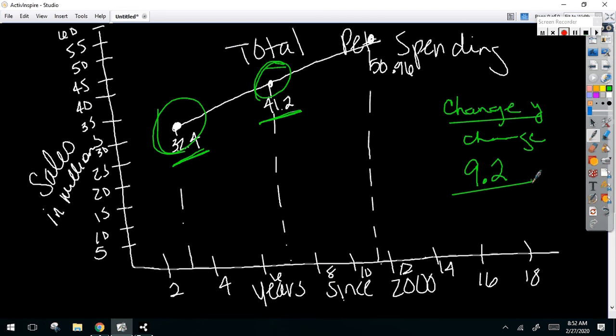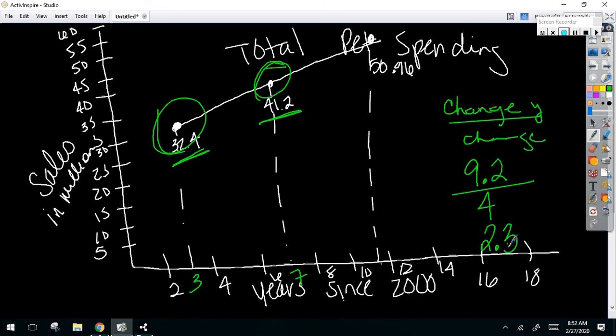Okay. How does x change over those values? It goes from 3 to 7. So it goes by 4, right? So what is 9.2 divided by 4? 2 point something. 2.3. Give me the units. 2.3.